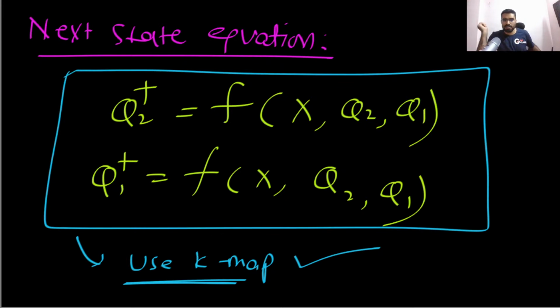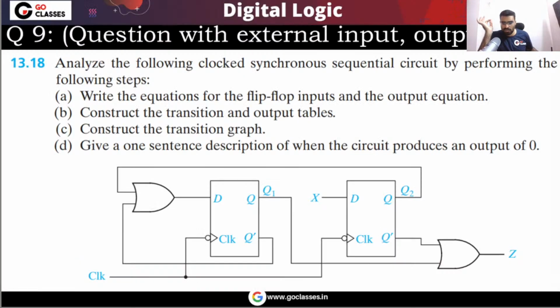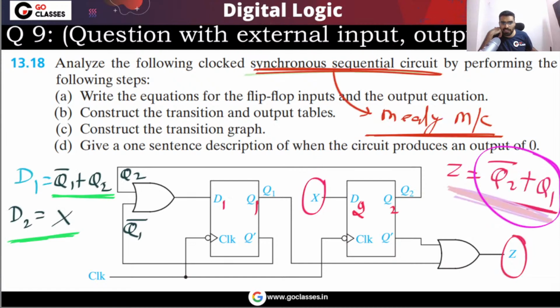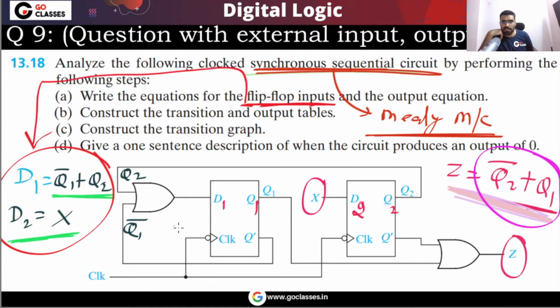So this is the question. Please tell me, did you understand this question? We have done the complete analysis of this question. You can notice we have everything. We have the flip-flop inputs. If they ask you what the flip-flop inputs are, these are the flip-flop inputs. And we have this output equation also.